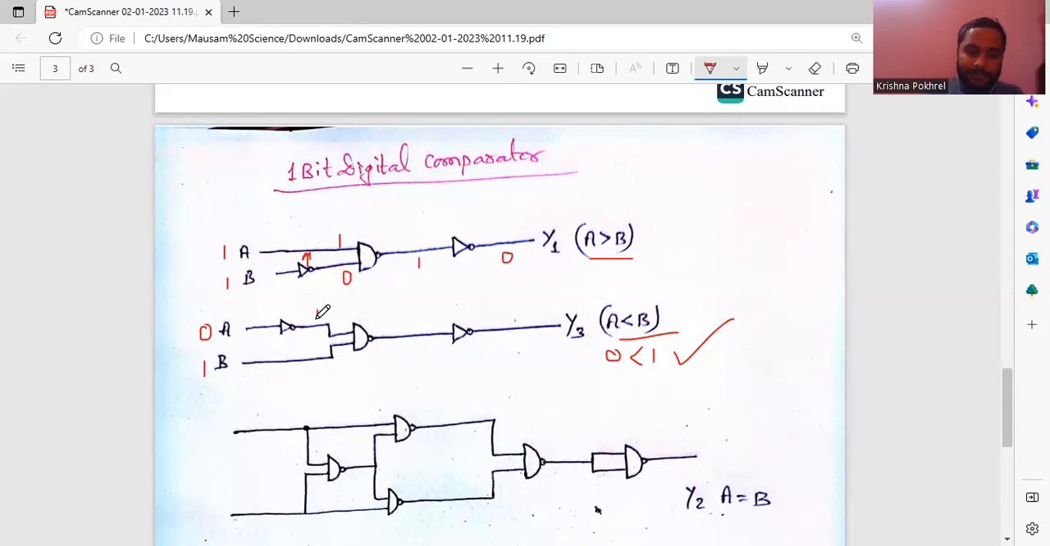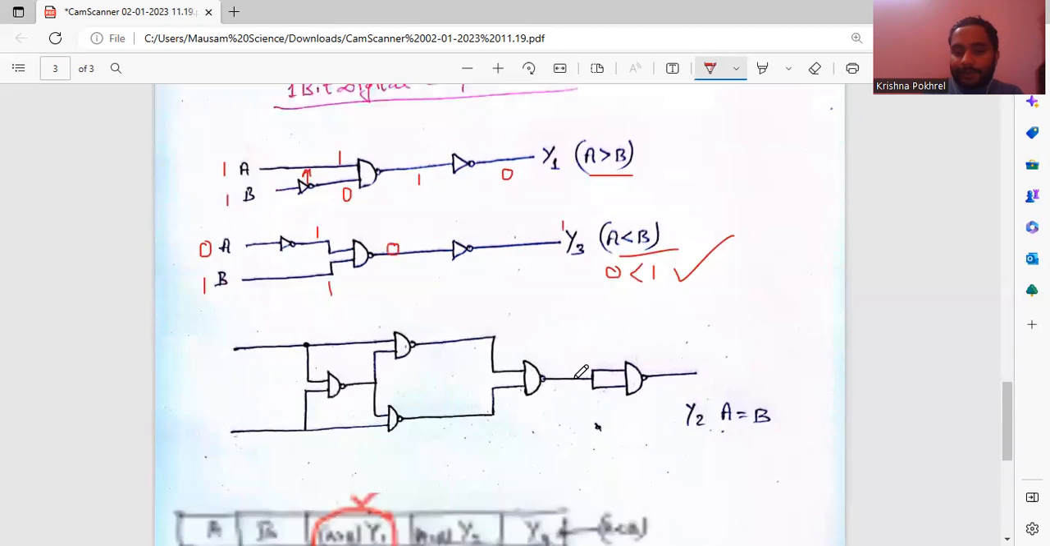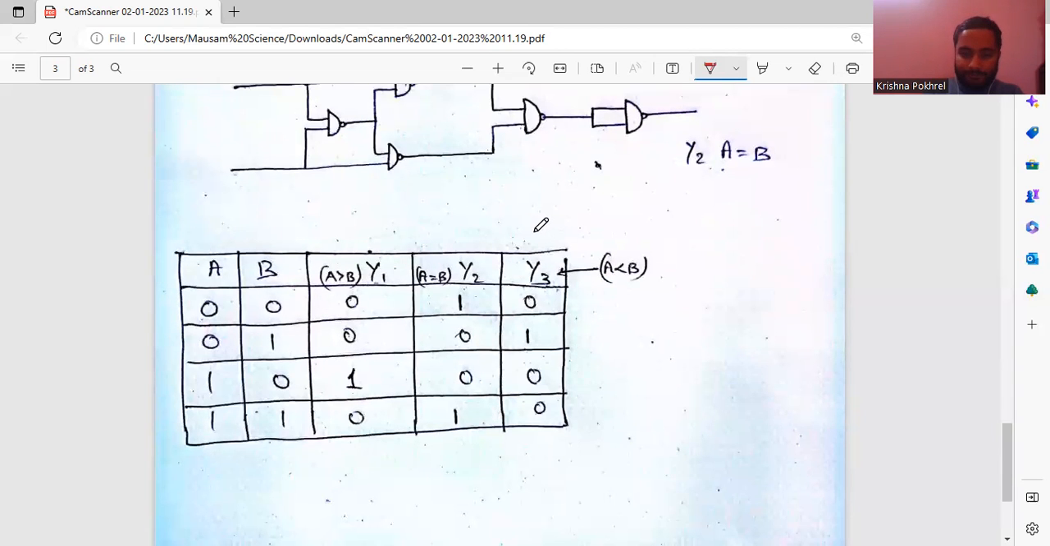This 0 coming here, this is 1. 1 coming here, 1, 1. Then output will be 0 in the AND gate. So this 0 coming here, then Y3 will be 1. So let us see here in the truth table of this Y3. We'll not see this 2, we'll see only this 1. So in this case only we are getting 1.